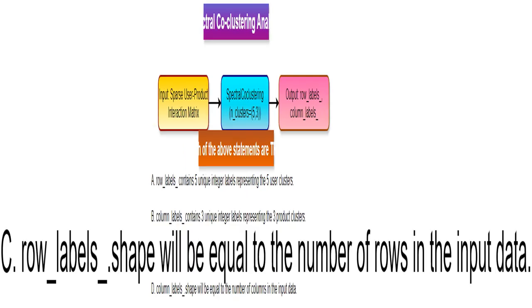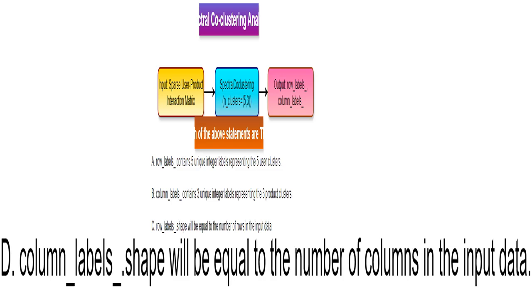product. This statement means the number of elements in the row_labels_ array will exactly match the number of rows in the original user product matrix. Each user gets a cluster label. This is similar to the last statement. The number of elements in the column_labels_ array will exactly equal the number of columns in the original user product matrix. Each product gets a cluster label.